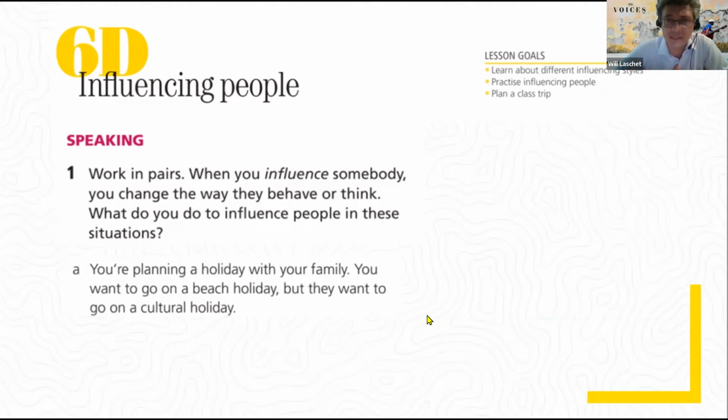So I've got a couple of ideas. Right, Ellen, I would point out the advantages of going to the beach. Right, so I'd tell them, make a list, right? These are the reasons we should go to a beach because these are the benefits.